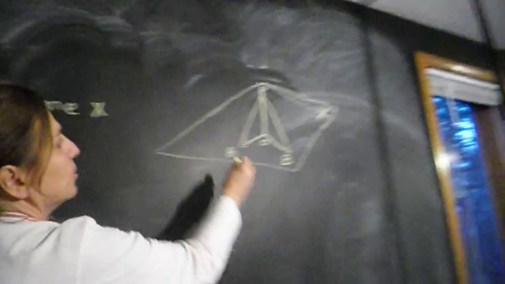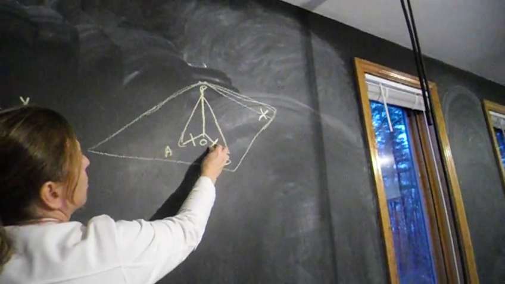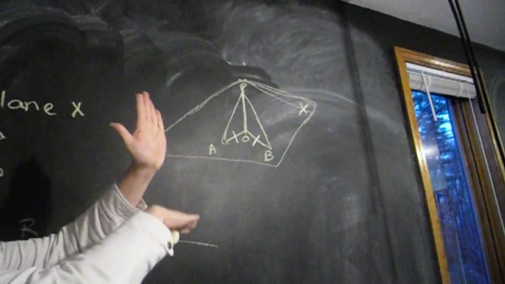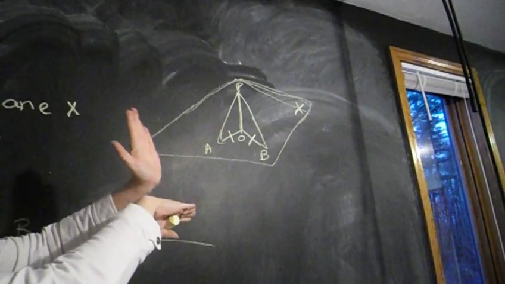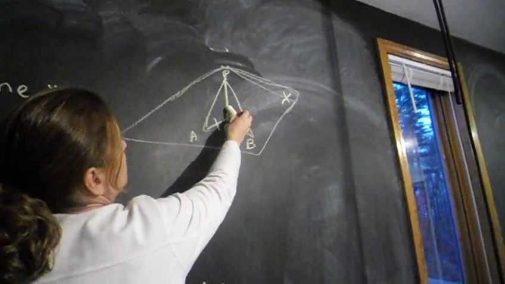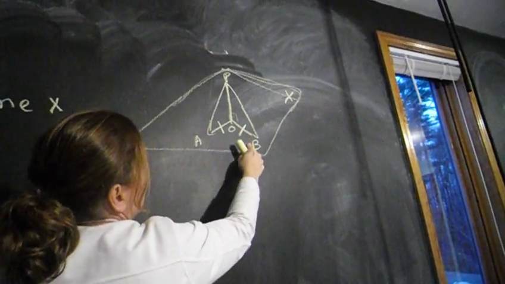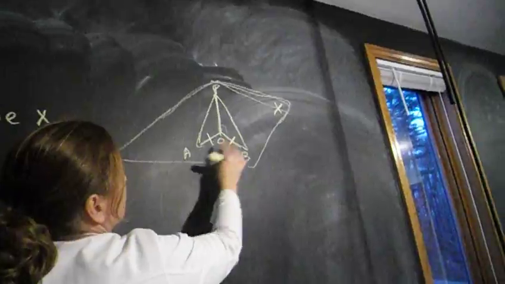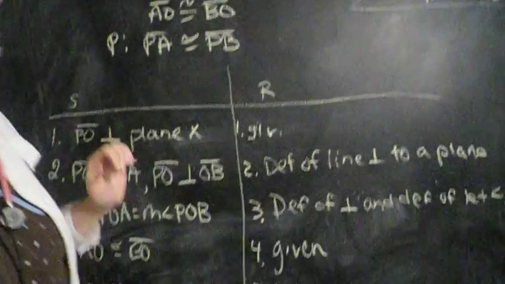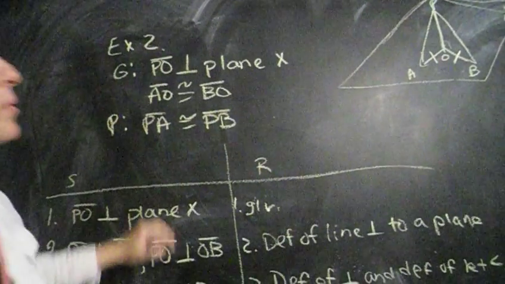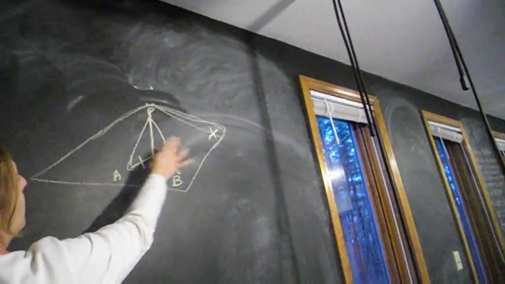AO is congruent to BO. So here's AO and here's BO. So we've got like a line and it's sitting on top of a plane. It's hard to see in my picture. But this is going to be perpendicular to this plane, which A and B, these lines are on this plane. So we have to prove that PA is congruent to PB. So we're going to be proving this and this are congruent.